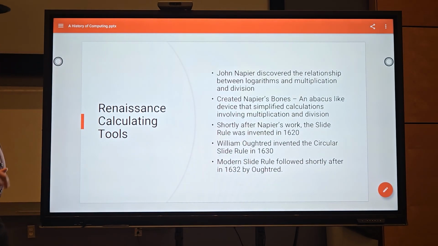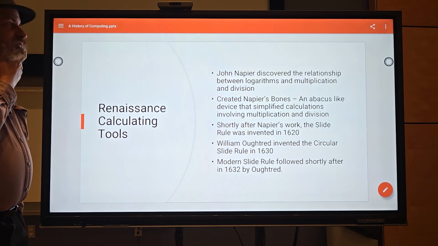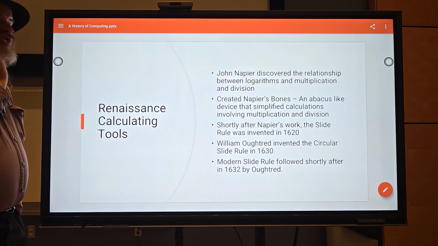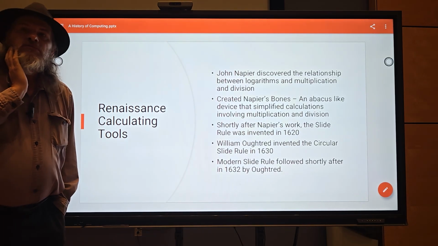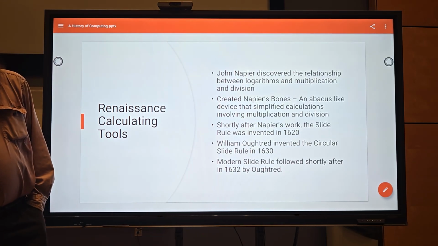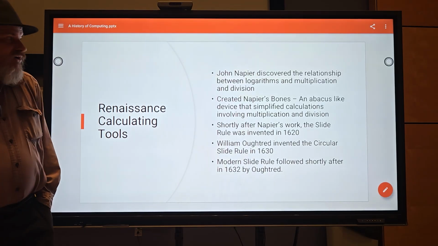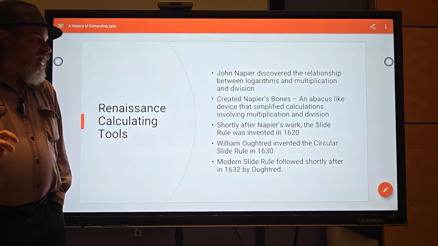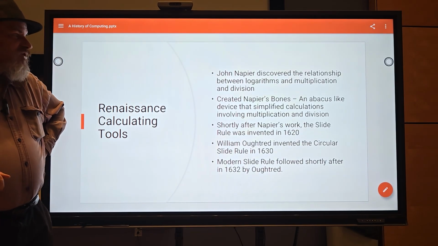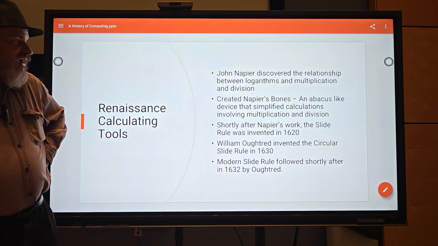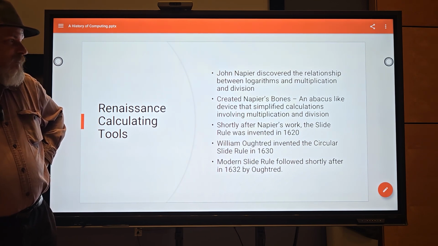Renaissance calculating tools. John Napier discovered the relationship between logarithms and multiplication and division. You can do multiplication and division by adding and subtracting, respectively, the logarithms of numbers. So he created what's called Napier's bones, an abacus-like device that simplified calculations involving multiplication and division.